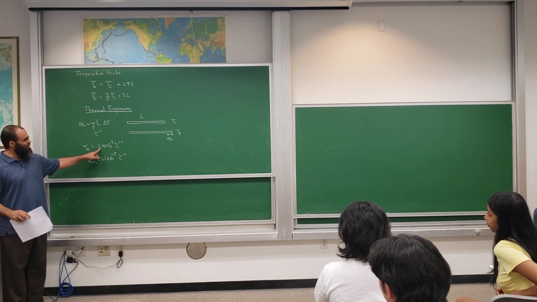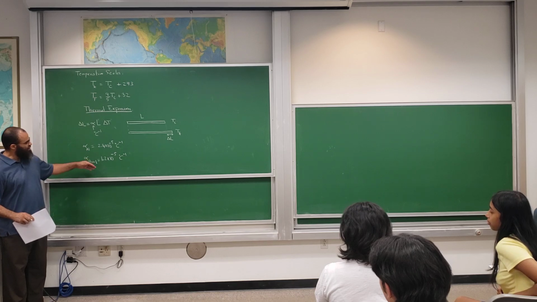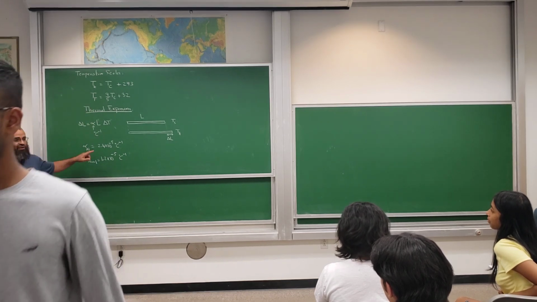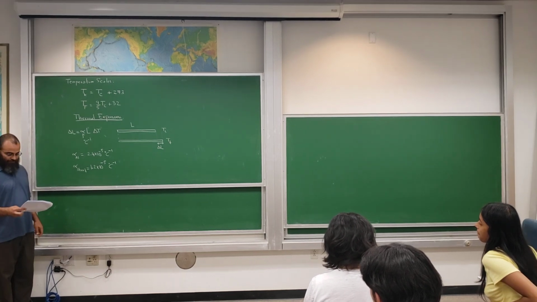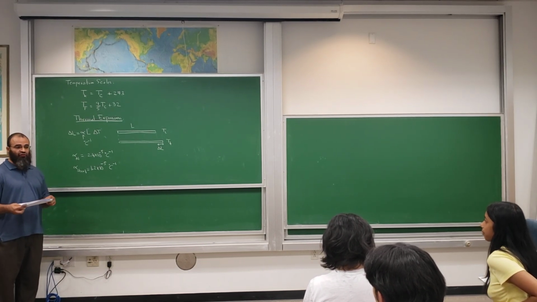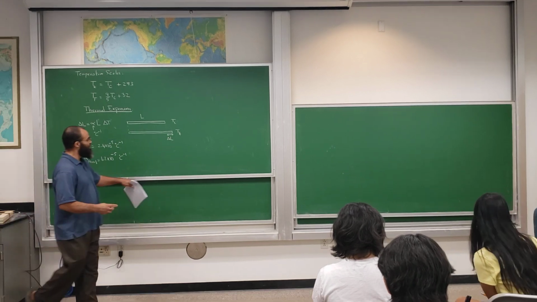Aluminum has a larger alpha, so it will expand more. For the same change in temperature, in fact, aluminum will change twice as much. It will expand quite twice. Okay. Quick example, and then we will go to the coefficient of volume expansion, and then go from there.